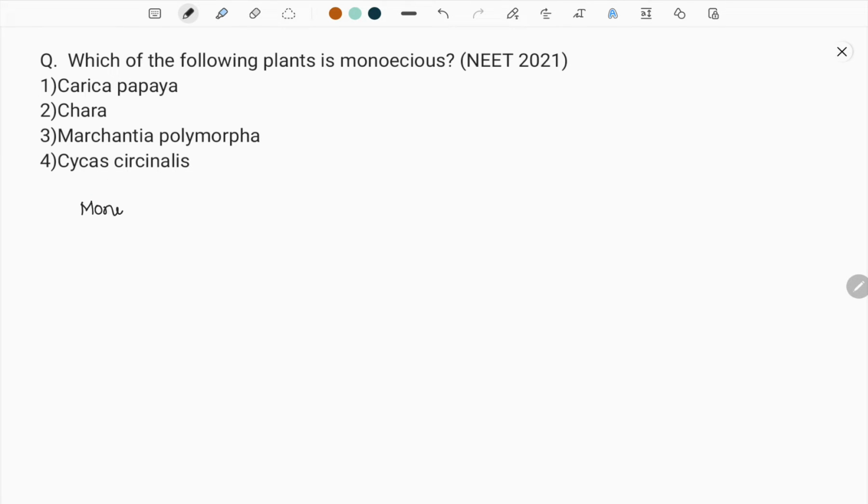Monoecious means the plant bears male and female flowers. The plant bears male and female flowers. That is, the flowers are unisexual. That is, the flower either contains stamen or it contains pistil.